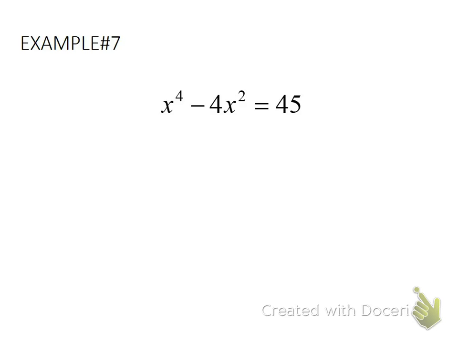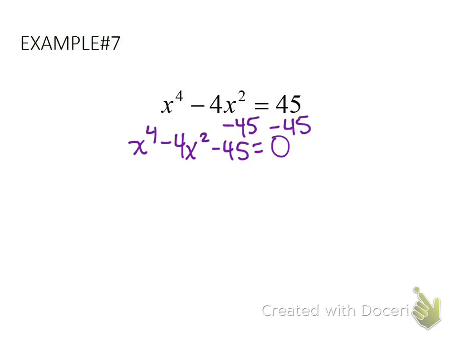All right, Ian, what's the first thing I need to do? Subtract 45. Wonderful. We subtract 45 from both sides. That gets it set equal to 0 and put in standard form. X to the 4th minus 4x squared minus 45 equals 0. Beautiful. All right, my next step is to, favorite F word, factor.